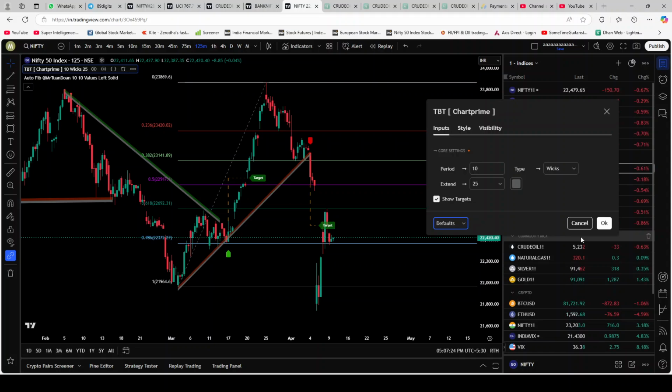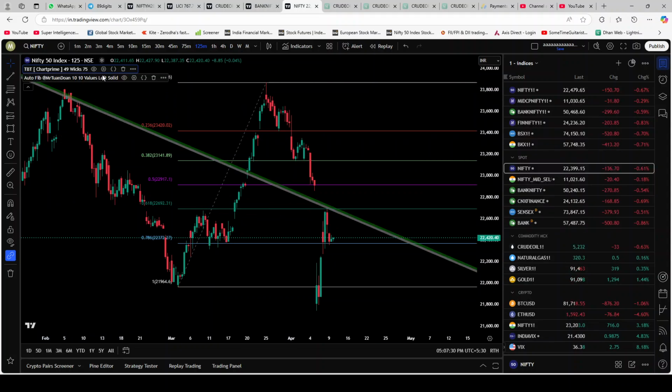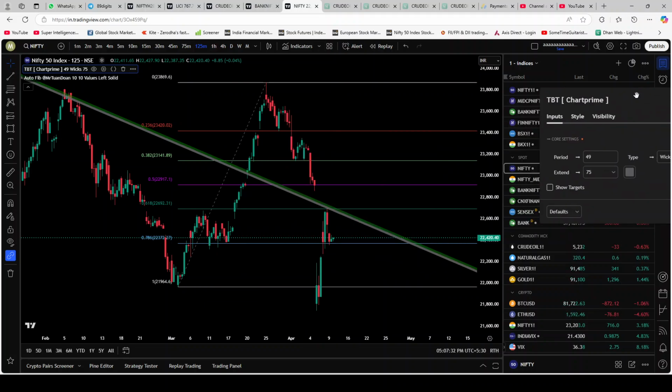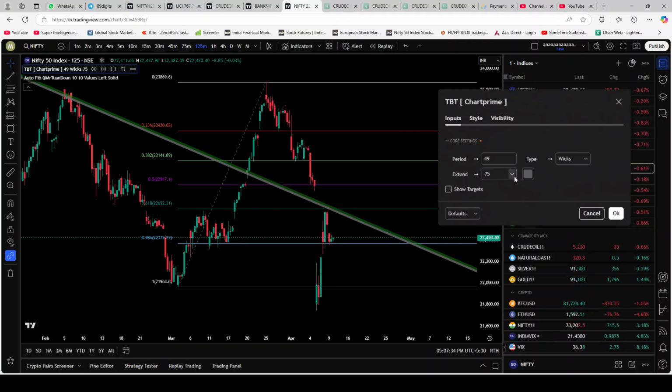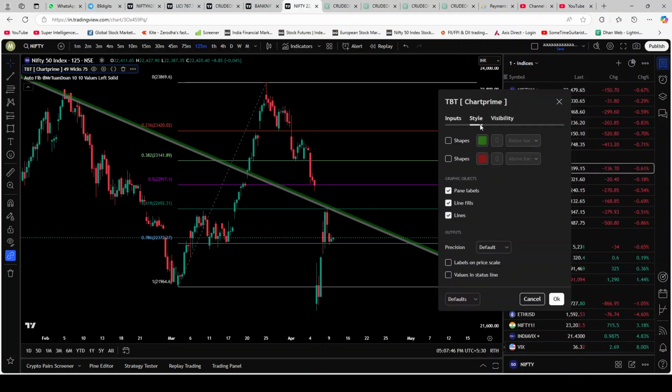I would suggest you explore this indicator in the default settings also, but my settings I'll just show you. My settings are this because I'm studying on the 125-minute time frame. So my period is 49.75. I don't use the show targets. I keep this off and I use the wicks instead of the body.